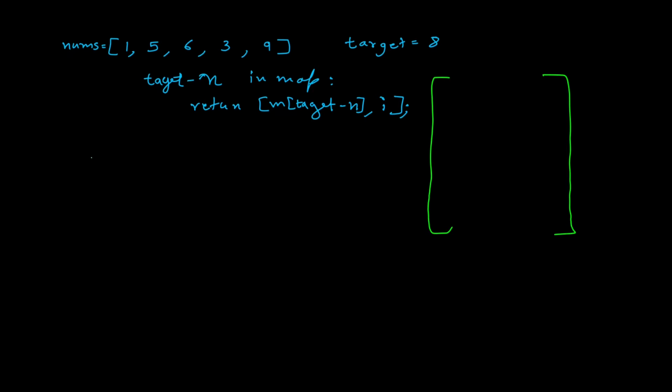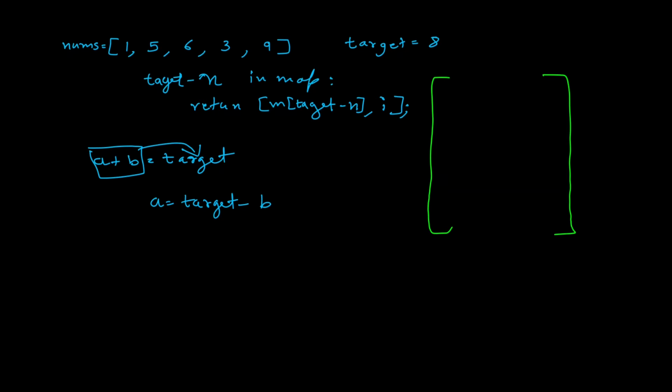So what I mean is, suppose a plus b equals our target, then I can say that a equals target minus b. So here we are doing the same thing. Target minus n. If the difference is in the map, then we surely know that we have found two numbers that add up to this target.